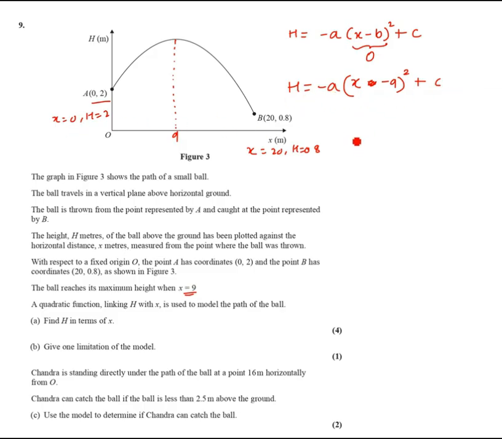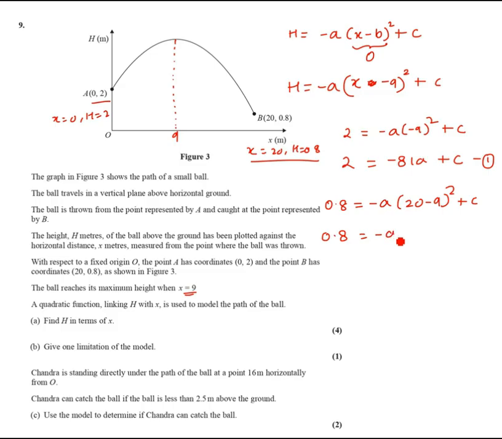So we use these two conditions to work out the values of a and c. Let's use the first one. When x is 0, h is 2. So we write 2 equals minus a times minus 9 whole squared plus c. So this becomes 2 equals minus 81a plus c. So that's one equation. Now we will get a similar equation using the other condition. When x is 20, h is 0.8, so you write 0.8 equals minus a times 20 minus 9 whole squared plus c. 20 minus 9 is 11, and 11 squared is 121. So this gives us 0.8 equals minus 121a plus c. This is our equation number 2.